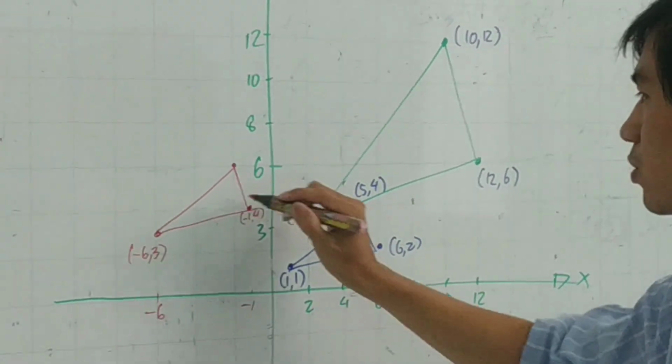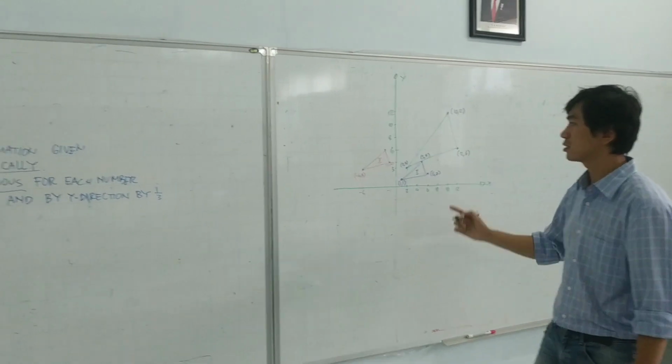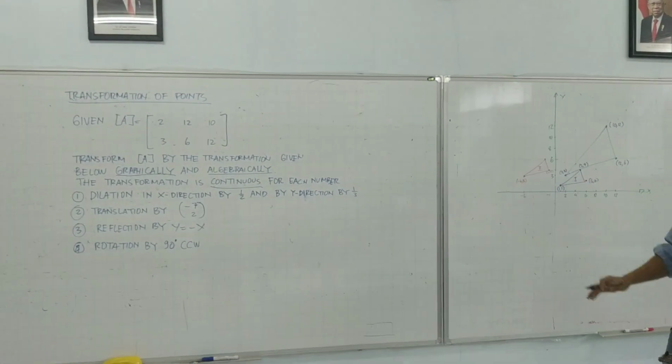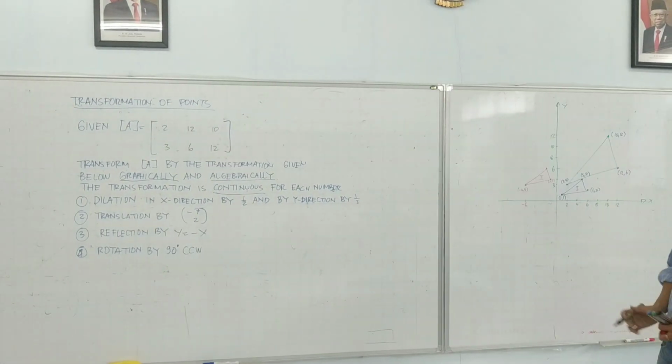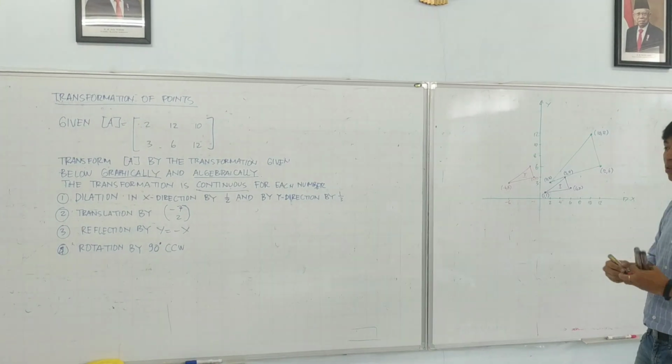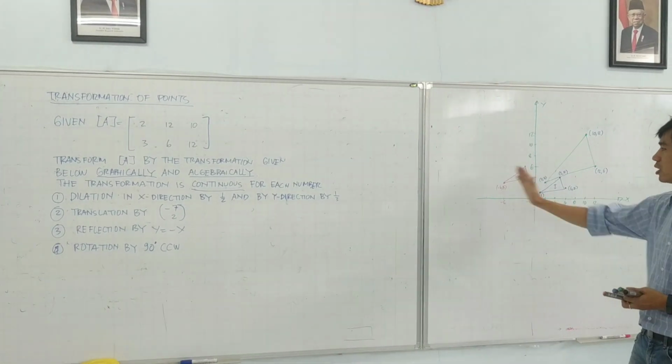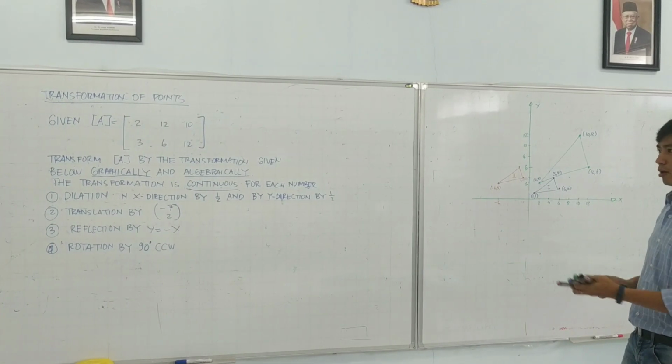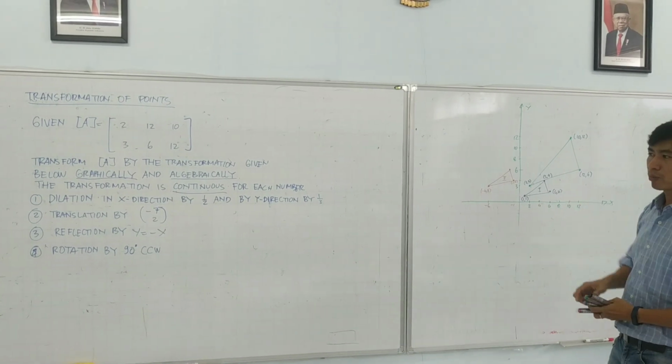So then you'll have this one. This is the second transformation, the translation. It doesn't change the shape, it only translates: moving to the left by 7 units and moving upward by 2 units.